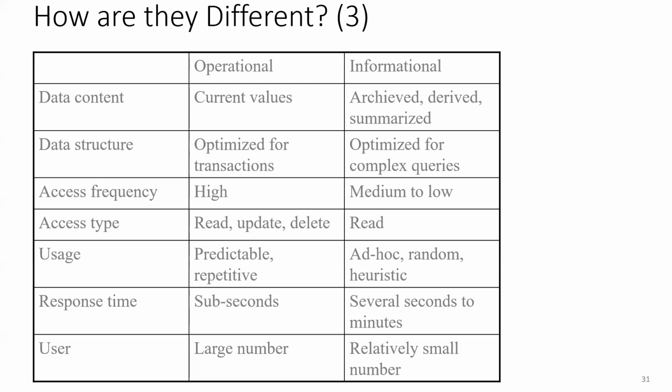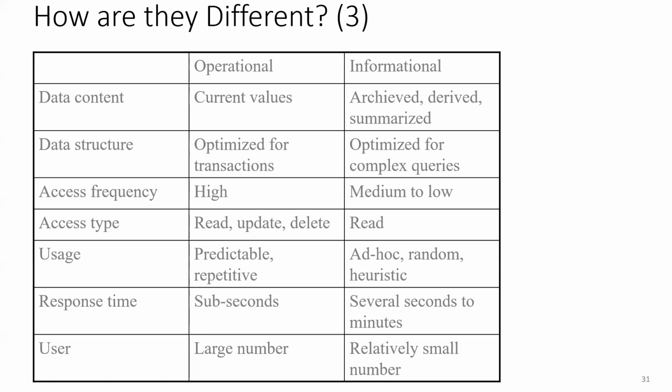Now the access frequency of an operational database is high. I gave you many examples once again, that every second maybe a person is buying something, that will be a transaction recorded into the operational database. But in an informational database or a data warehouse, the access frequency is medium to low. Okay, mostly it is low, which means that not everyone is using it, and not everyone is using it every time. Okay, so it may be used once a day, or maybe after a few days, to see how things have been in the past, in the history.